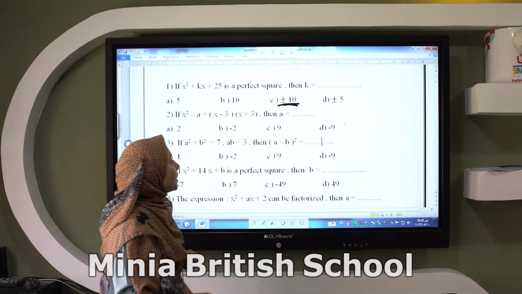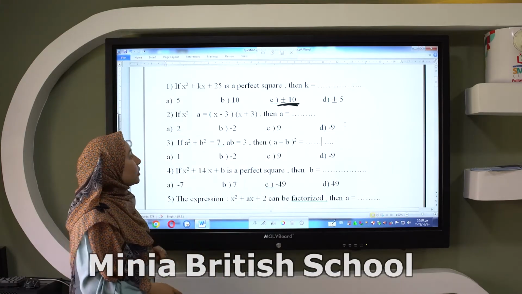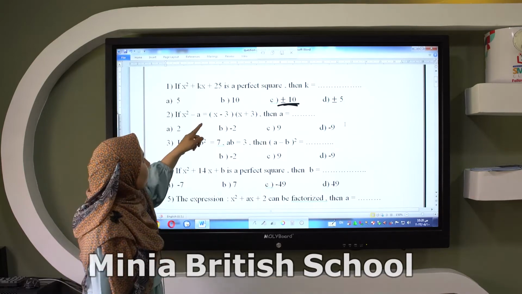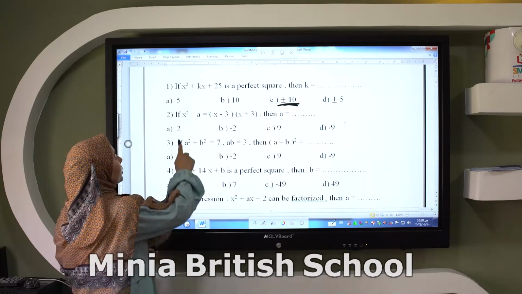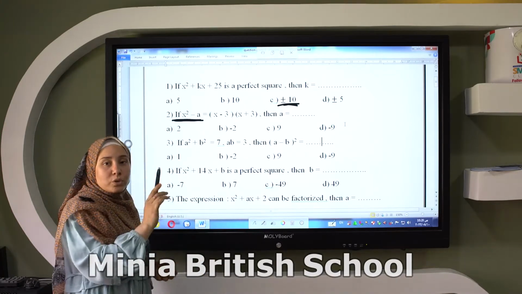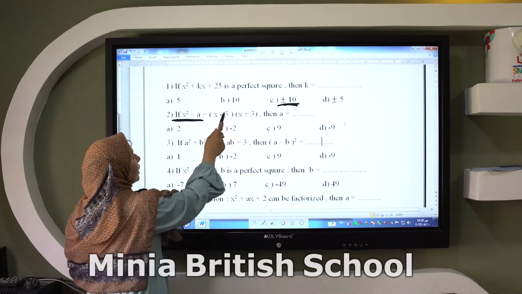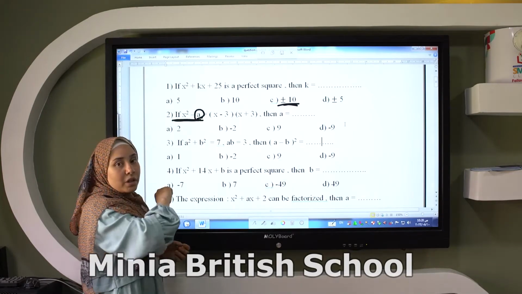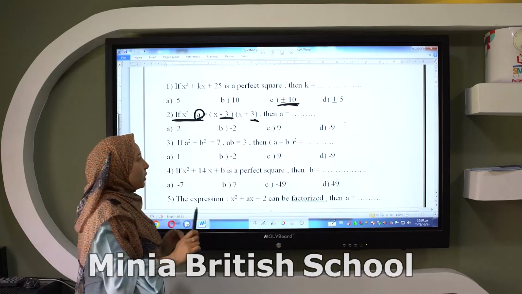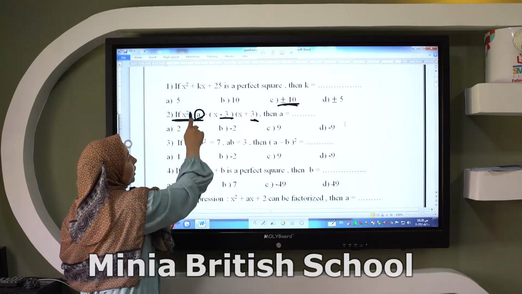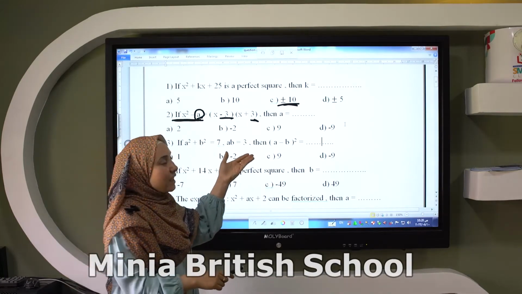The second one, if x power 2 minus a equals (x minus 3)(x plus 3), then a equals what? This expression is called what? Yes, difference between two squares. So the second term equals the first times the second in the binomials, 3 times 3 equals 9. So a equals 9.